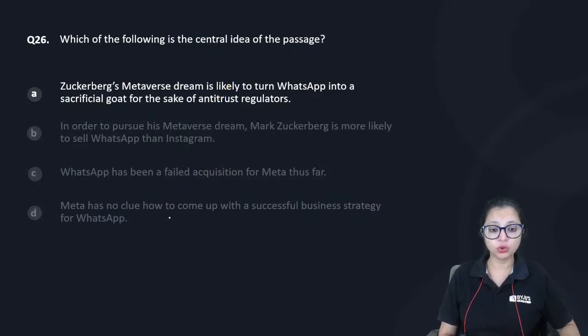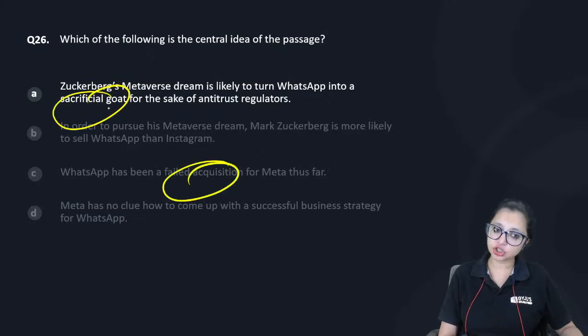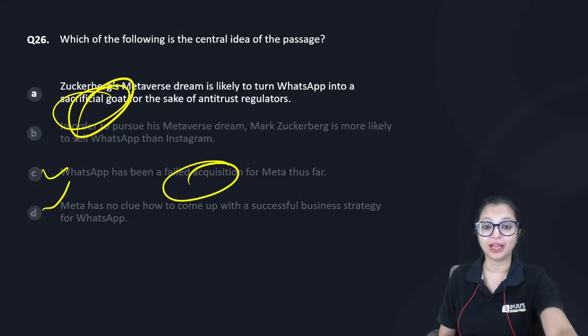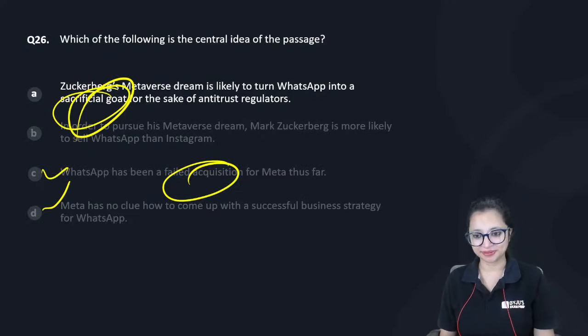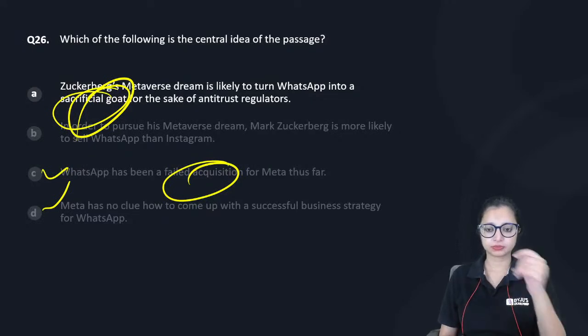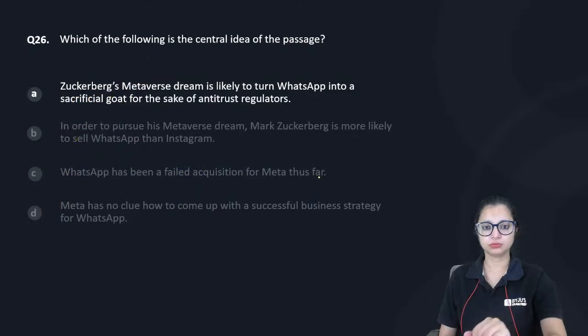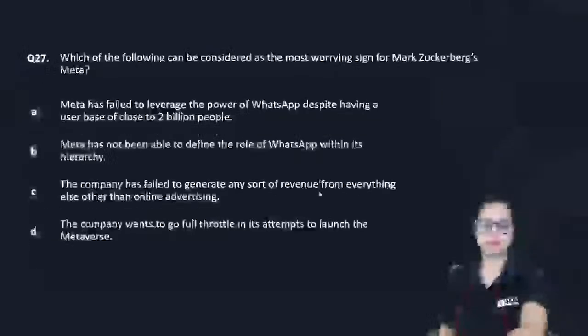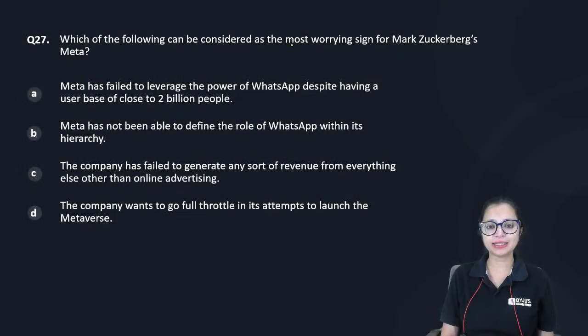Meta has no clue how to come up with a successful business strategy for WhatsApp. Maybe. And that's why they're sacrificing. Because it is a failed acquisition, that's why they're sacrificing. C and D are subsets of A. Always a bigger picture. Okay. So, next question. 27. Which of the following can be considered as the most worrying sign for Zuckerberg's Meta?